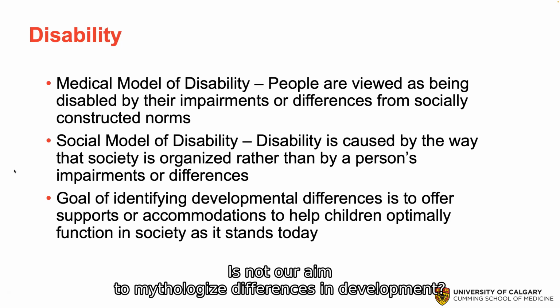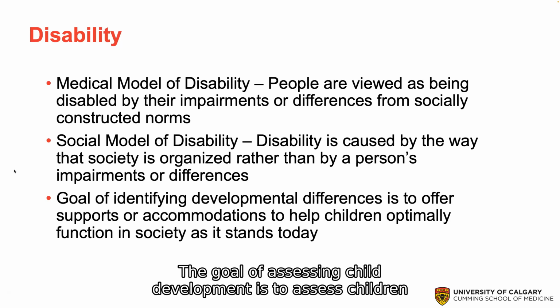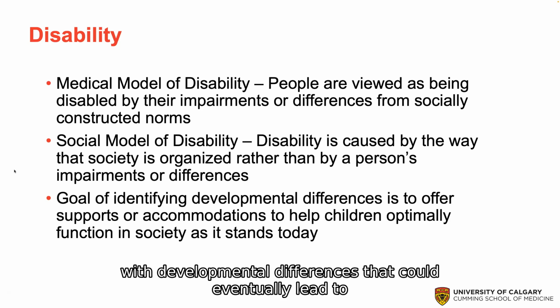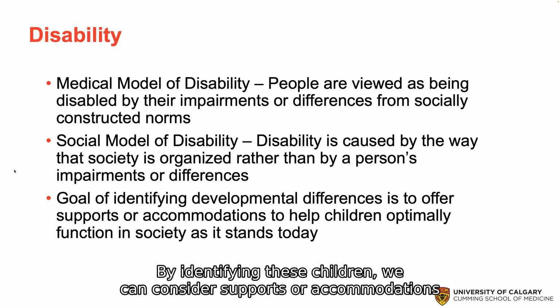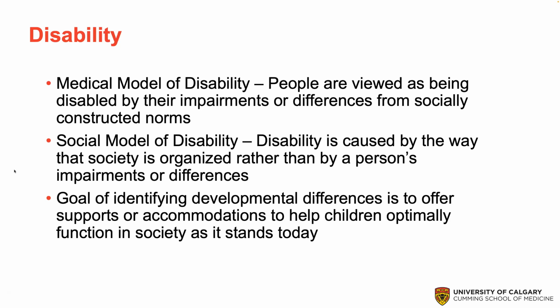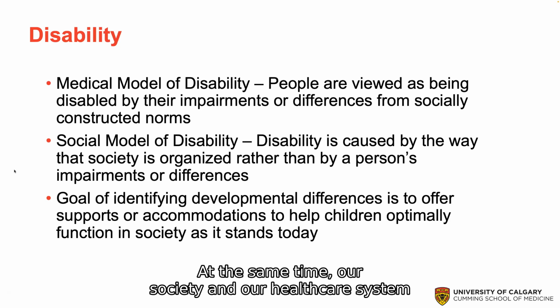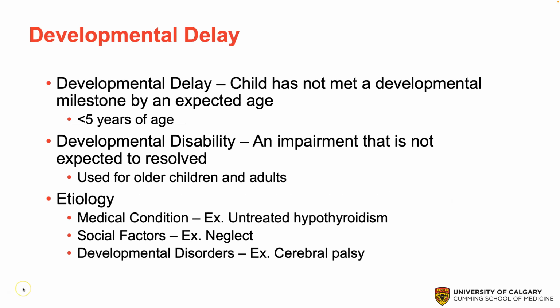It's not our aim to pathologize differences in development. The goal of assessing child development is to assess children with developmental differences that could eventually lead to impairment and disability. By identifying these children, we can consider supports or accommodations to help children function optimally in society as it stands today. At the same time, our society and our healthcare system can work to remove barriers to participation for disabled and neurodivergent people.